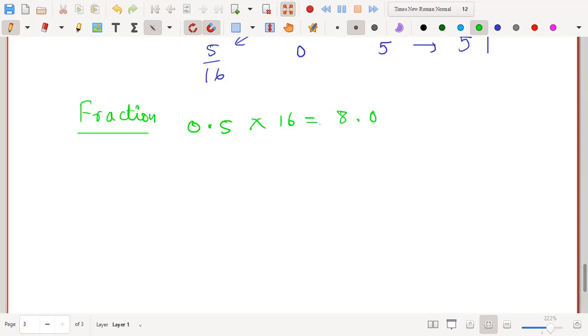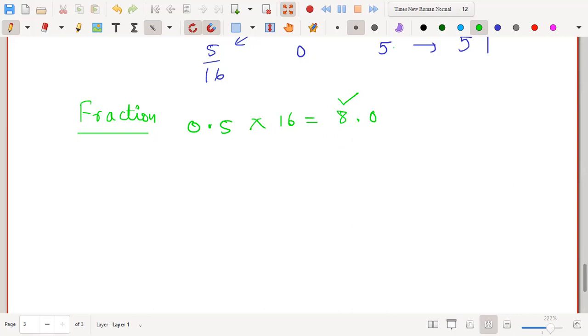Next step, now you see this is 0. Now 0 into 16 would be again 0, so you will have to stop here itself. And you have to note down the integers generated. What is the integer generated? 8. So 0.5 is equal to 0.8 in fractional.